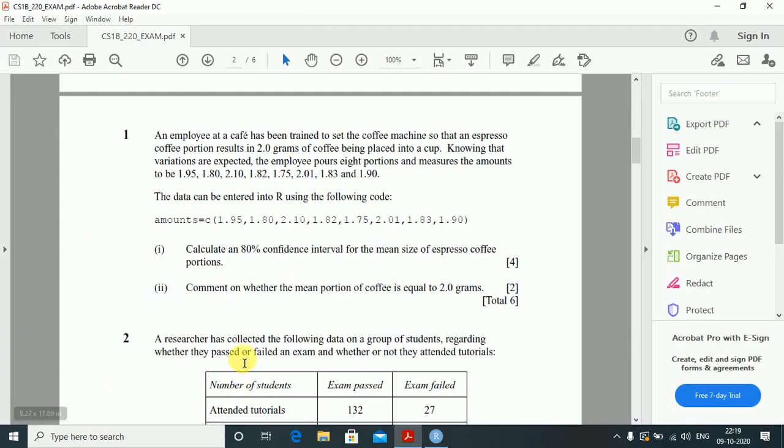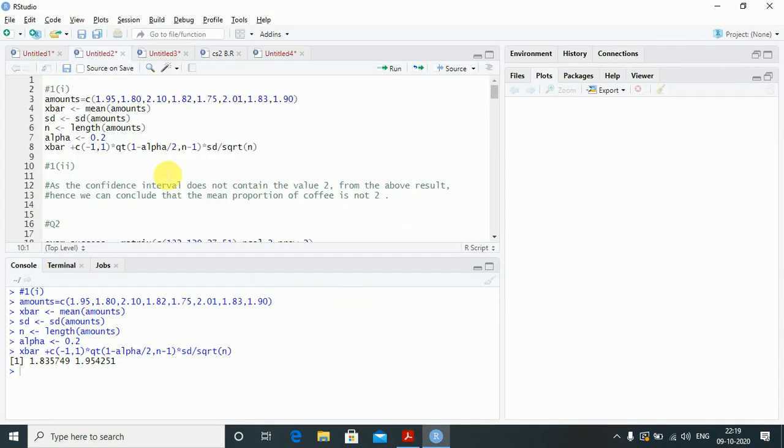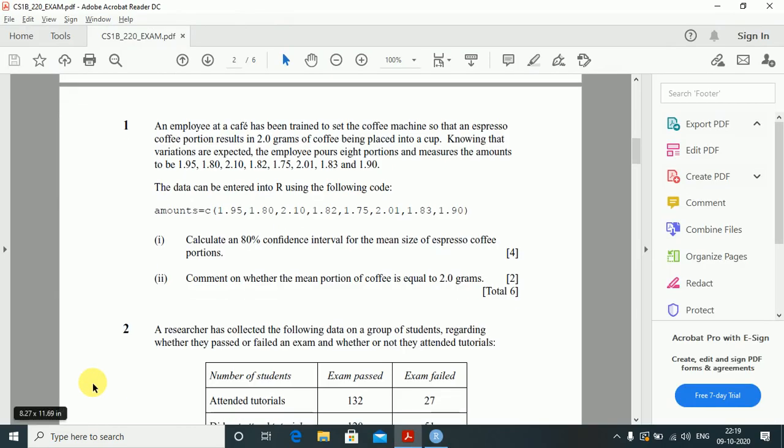Now there is a comment on whether the mean portion of coffee is equal to 2.0 grams. So we need to comment whether the mean portion of coffee is 2. If you see, the confidence interval does not contain the value 2, therefore the mean portion of coffee is not 2. Okay, so very direct question.